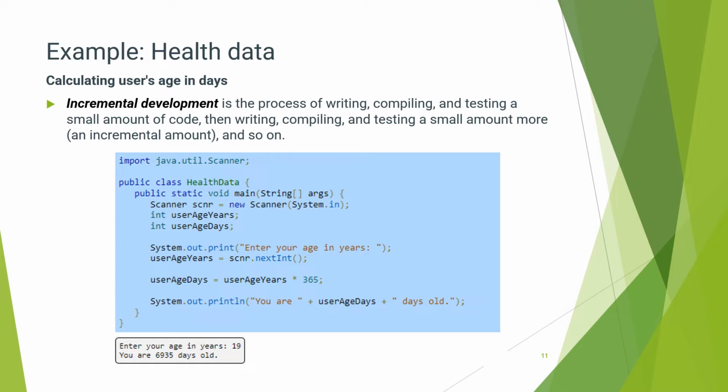User age is equal to scanner dot nextInt. We are using the scanner to read the input from the keyboard. User age days is equal to user age years times 365. So coming to the last statement, it outputs: you are, user age days, and days old.